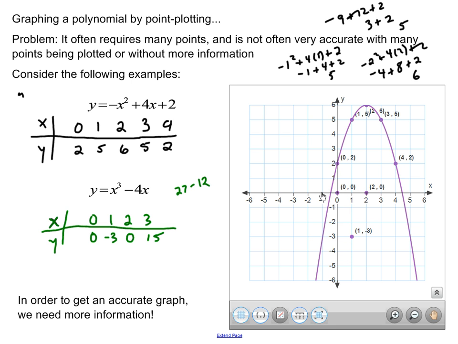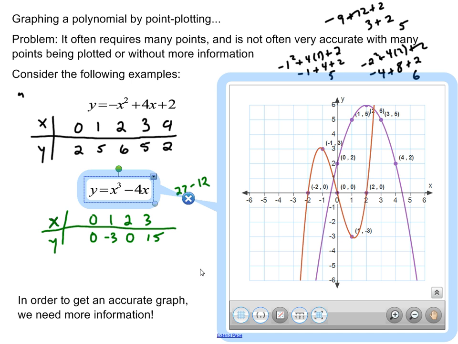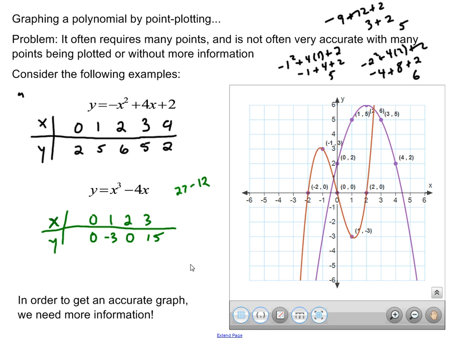Well, if we said negative 1, by the way, we're going to get positive 3 up here. If we try negative 2, we're going to get 0. And if we try negative 3, we're going to get negative 15. So now you might look at that and say, well, that is weird. Let's try it on this graph here. Well, what do you know? That's what it looks like, right?